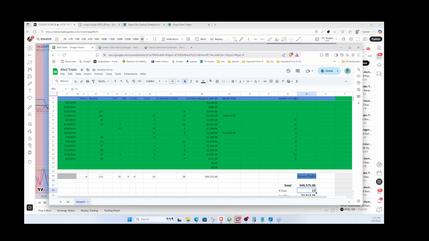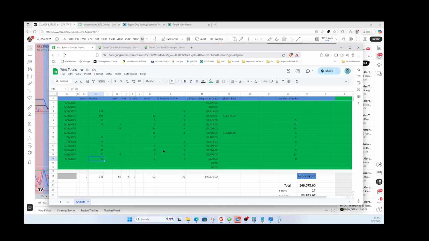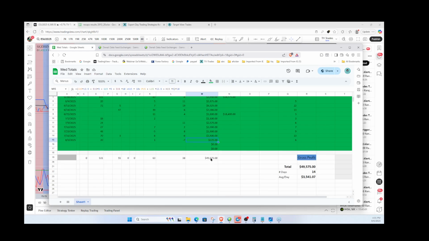And this becomes a 14. So this is where we are. 225 is what we ended up with. It was pretty dismal. Plus 20 on the NQ, plus 1 on gold, -7 on the ES. I'm sorry, 6 trades overall. 225 with 10 contracts. $22.50 with 1 contract. So far in the Wednesday trading, we're up $49,575.